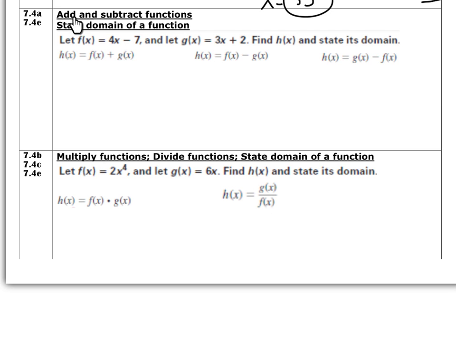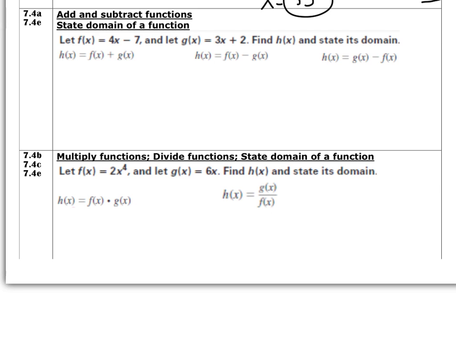7.4 A and E wants us to add and subtract functions and then state domains of the function. So here we have f of x is 4x minus 7, g of x is 3x plus 2. They want us to find h of x and state its domain. Here h of x, they want us to take f of x plus g of x. So all we have to do is find f of x, which is 4x minus 7, and put it in there. Find g of x, which is 3x plus 2, and put it in there.